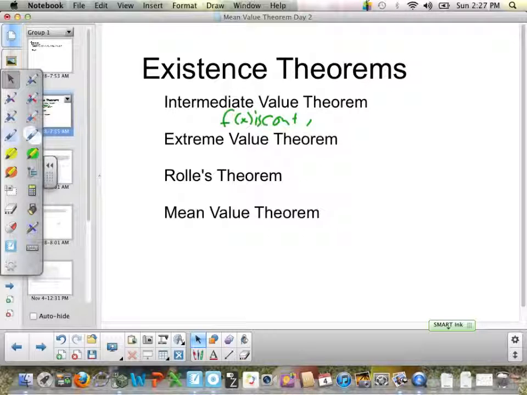Rolle's theorem, there are 3 things that must be true. It is continuous on the closed interval a to b, differentiable on the open interval a to b, f of a equals f of b, and it says that somewhere the derivative is 0 between a and b. And then the mean value theorem must be continuous on the closed interval, differentiable on the open, and somewhere in that interval, the instantaneous rate of change equals the average rate of change for the interval.